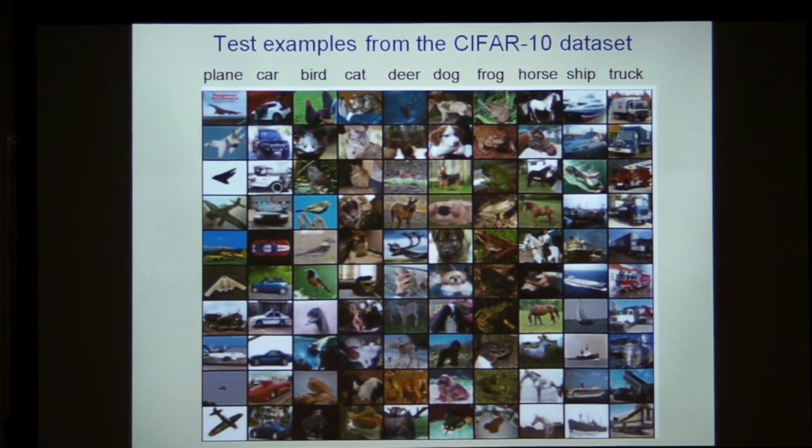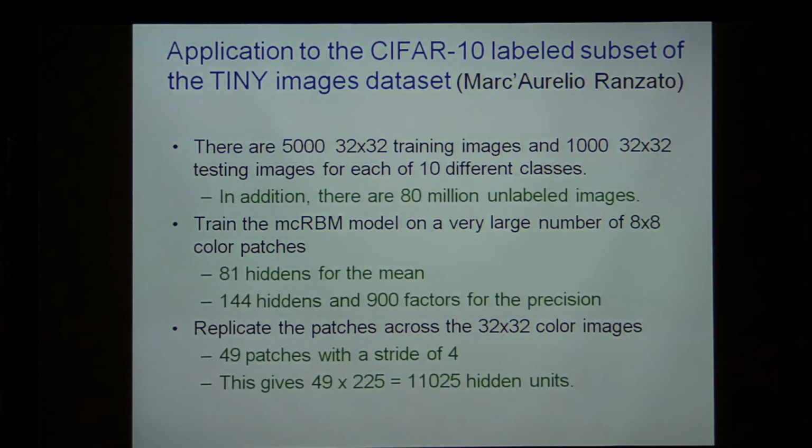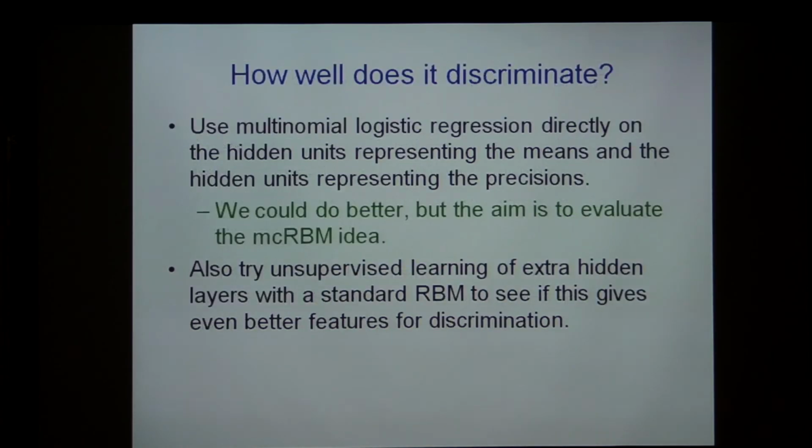Marco Aurelio trained on about 2 million unlabeled images to get the hidden units for the covariance guys plus the hidden units for the means. And he did it with a model of 8x8 patches and then replicated those 8x8 patches across the image, so he had 49 of them. That was partly because at that time we couldn't train 32x32 patches, it was too slow. He can do that now. That gives a total of 11,000 hidden units, and then you can try doing discrimination. And to keep life simple, he just does logistic regression on the hidden representation and doesn't try and fine-tune everything to get better discrimination.